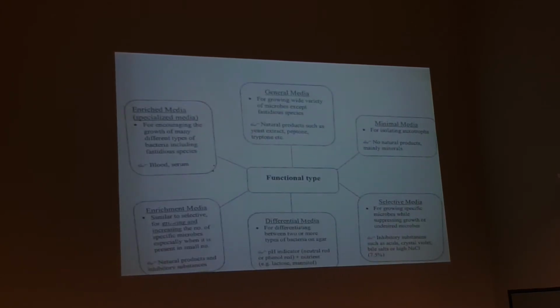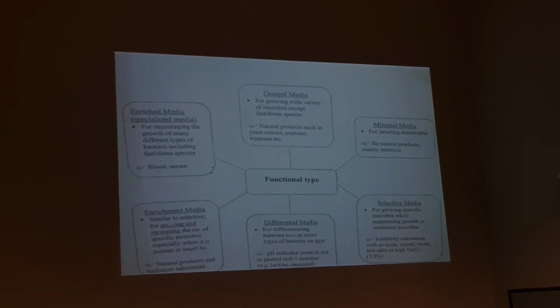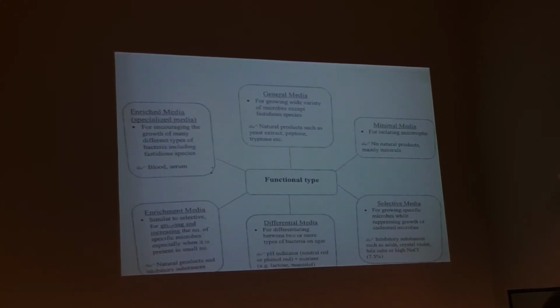The last media that is of importance is differential media. Differential media, as the name suggests, is meant to differentiate between different microorganisms. Usually differential media and selective media may come together to form a dual functional media. Differential media will have a pH indicator. Examples of pH indicators are neutral red, phenol red, bromothymol blue, all those pH indicators.